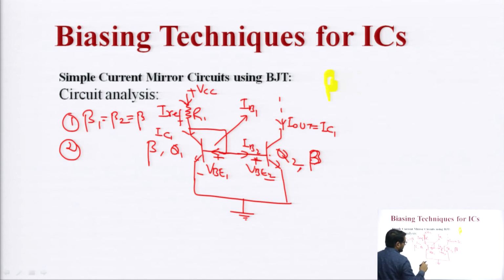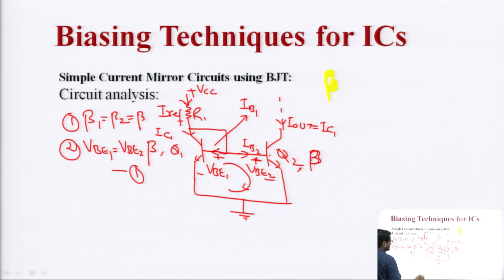The second condition: we see from the circuit that VB1 is equal to VB2. If you apply KVL in this inner loop, then VB1 equals VB2. Consider this our equation 1. Now, if both transistors are identical, it means both have the same reverse saturation current.